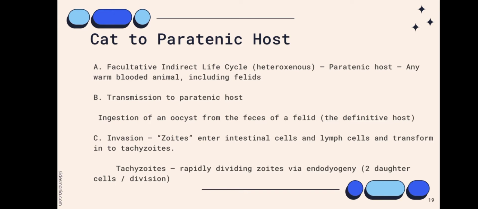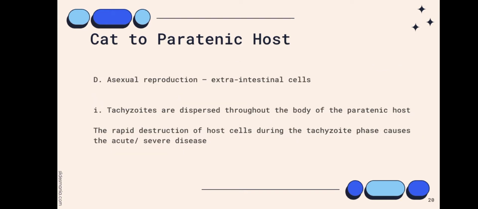Tachyzoites are rapidly dividing zoites that reproduce via endodyogeny, where two daughter cells form by division. This is asexual reproduction in the extra-intestinal cells. The tachyzoites are dispersed throughout the body of the paratenic host. The rapid destruction of host cells during the tachyzoite phase causes the acute severe disease.